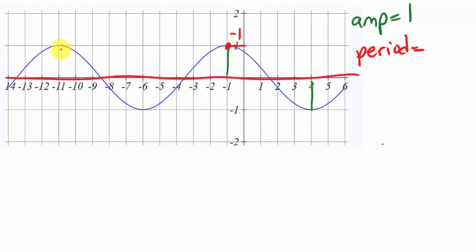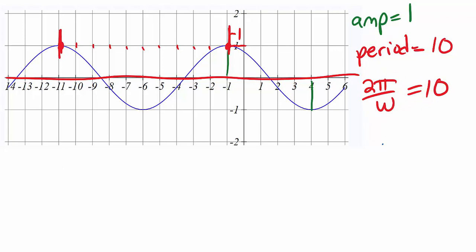So let's go from a maximum to a maximum. So here's a maximum, here's another maximum, 1, 2, 3, 4, 5, 6, 7, 8, 9, 10. So the period is 10, so we know 2 pi over omega equals 10.